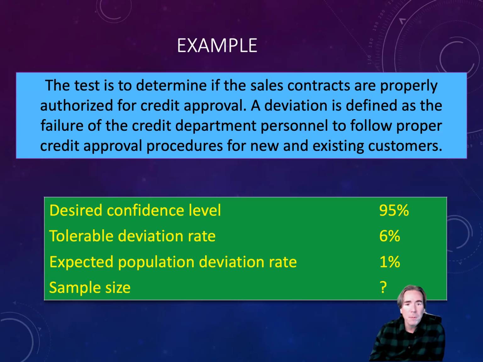I think an example would be helpful to illustrate this. So 95% confidence level, 6% tolerable deviation rate, 1% expected population deviation rate. Now, you don't mathematically do anything at this moment. What we need to do is go to tables or use a software package to do this.